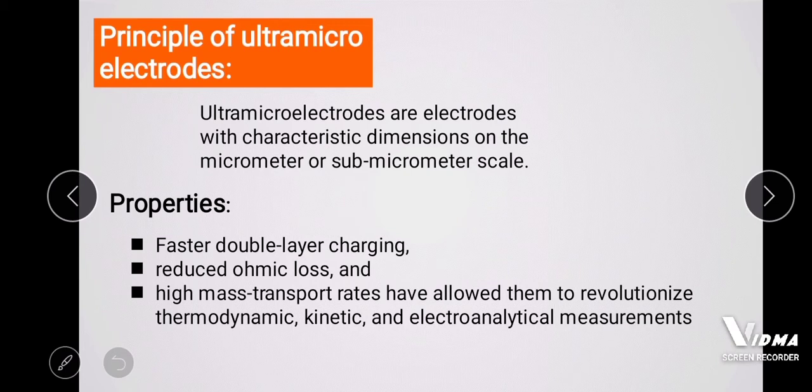Ultra micro electrodes have faster double layer charging. They have reduced ohmic loss. Ohmic loss is the voltage drop across the cell during the passage of current due to internal resistance of the cell. High mass transport rates have allowed them to revolutionize thermodynamic, kinetic, and electroanalytical measurements.